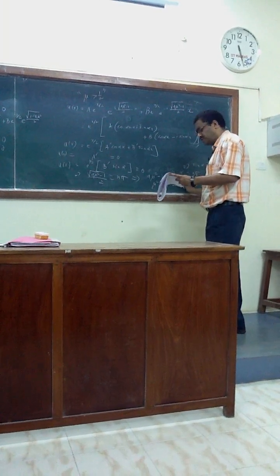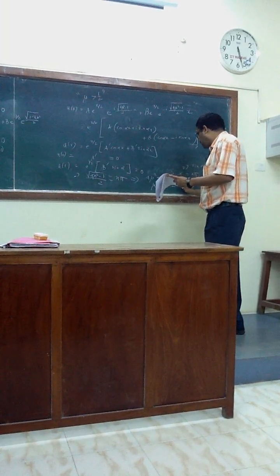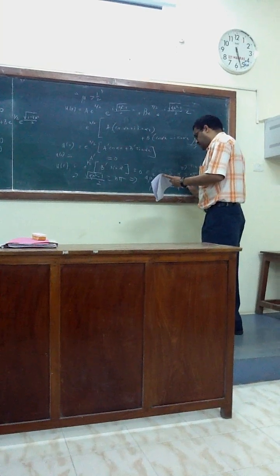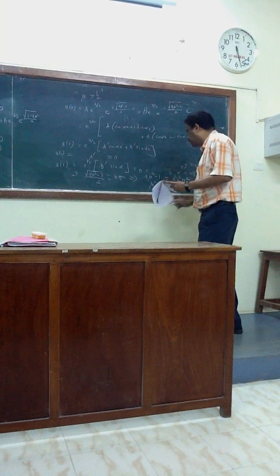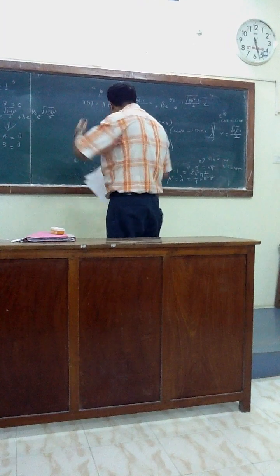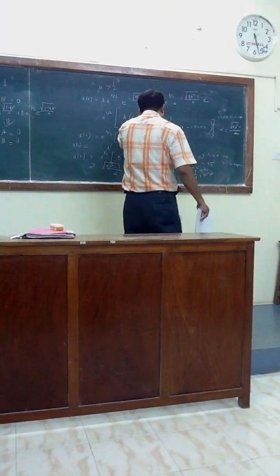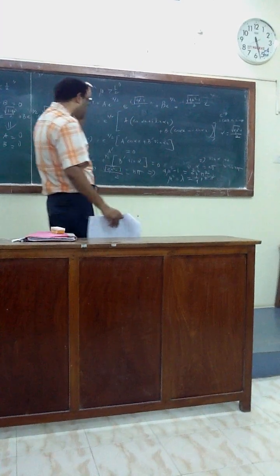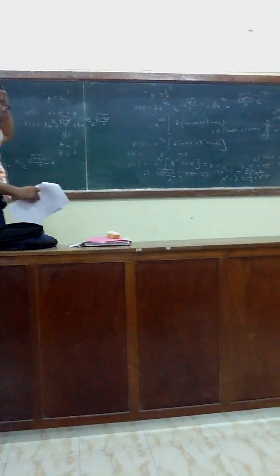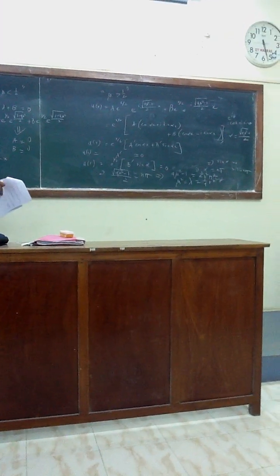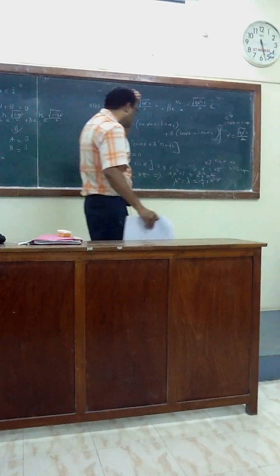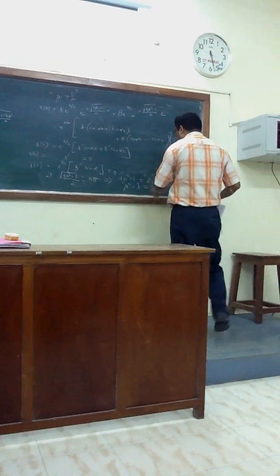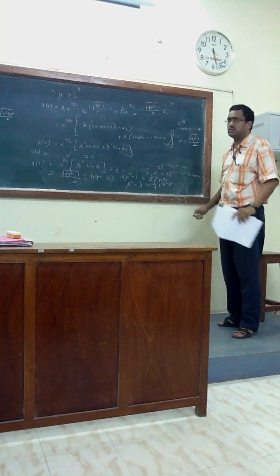What is that? Mu square means? What is 1 by 4 plus n square pi square? Simple. Okay? 1 by 4 plus n square pi square. What are the values of n then? Can n be 0? Can n be 0? If n equal to 0, what is actually happening? Lambda equals to?